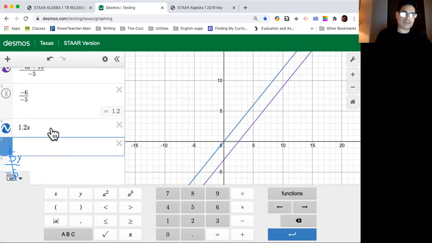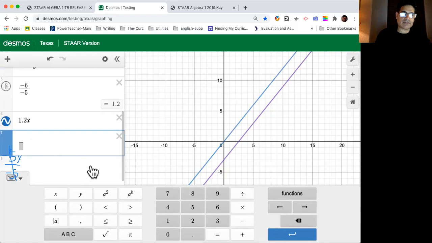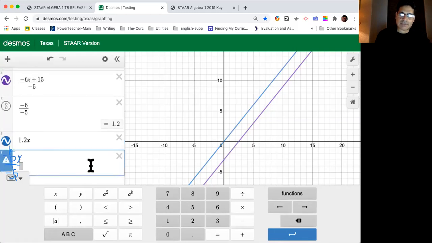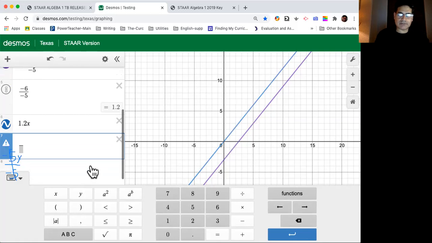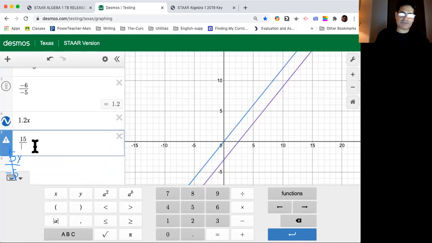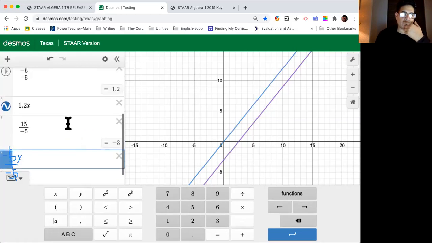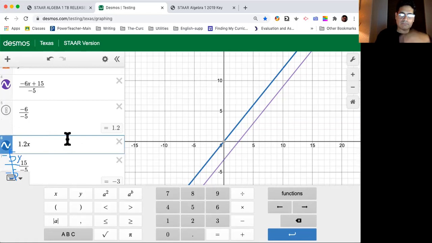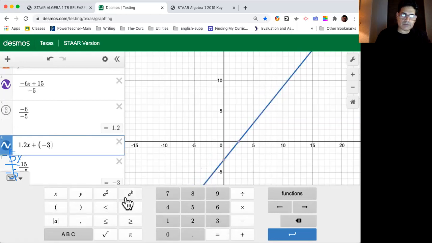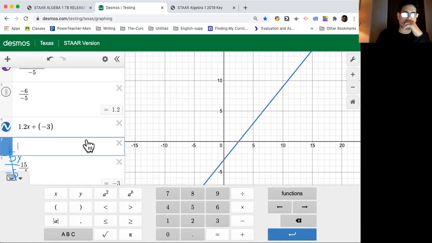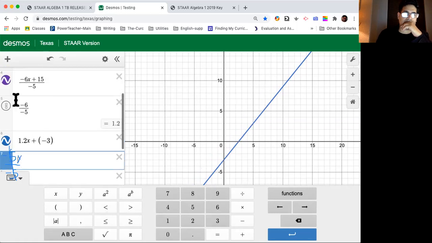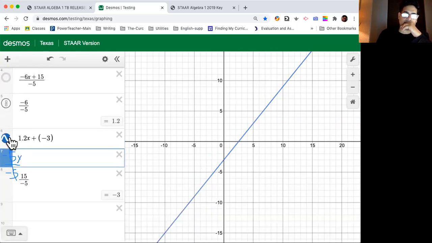Let's do that. Let's see, I have another fraction. It's getting really messy, isn't it? So we have a positive 15 divided by a negative 5, and that gives us a negative 3. So we have 1.2 plus negative 3. All right, let's see, and enter. Okay, and it's giving us that line there.